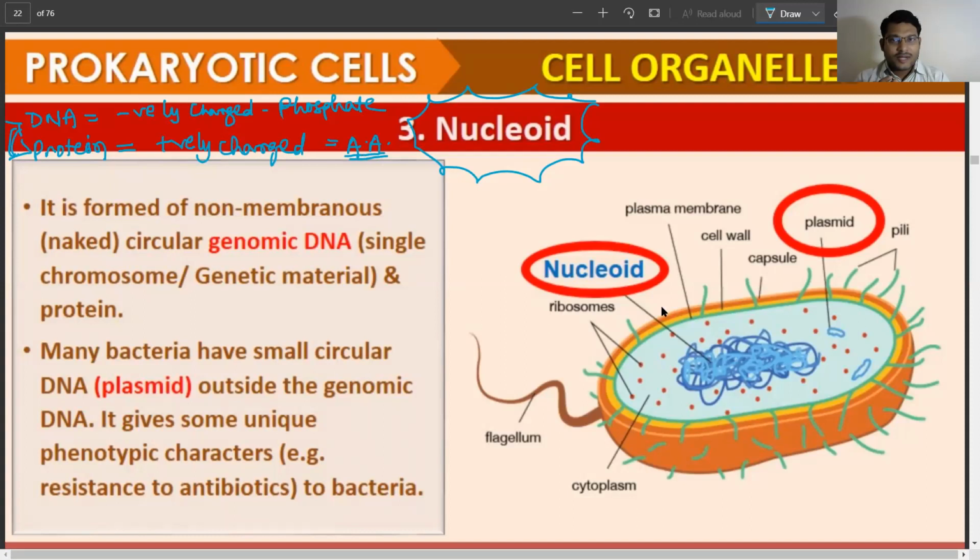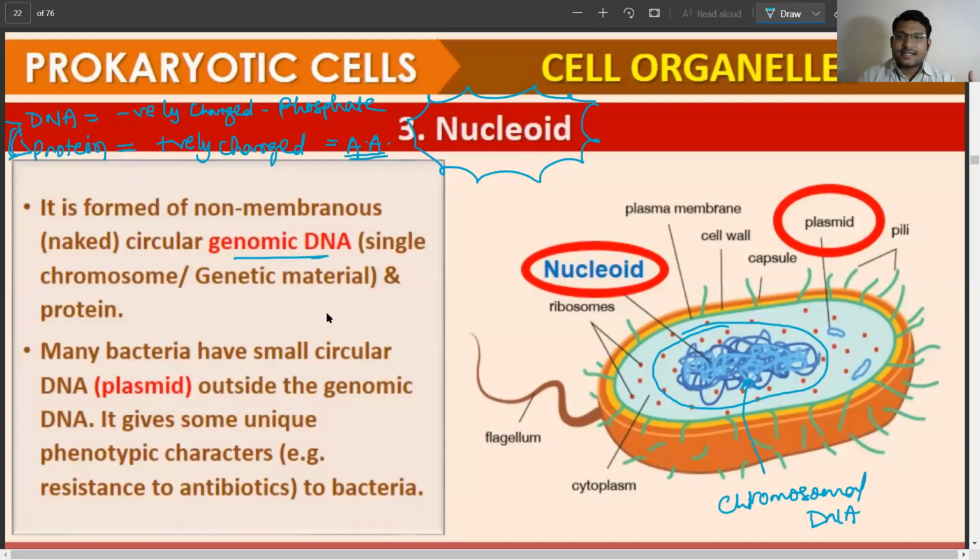So you can see, this particular area is the nucleoid, and this is your chromosomal DNA. That area is going to be called the nucleoid. It is formed of non-membranous naked circular genomic DNA, a single chromosome, that is your genetic material, and protein.